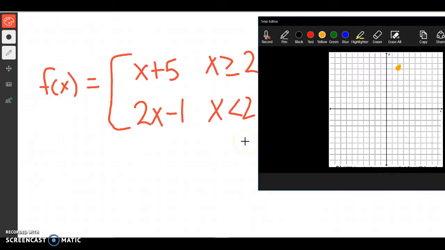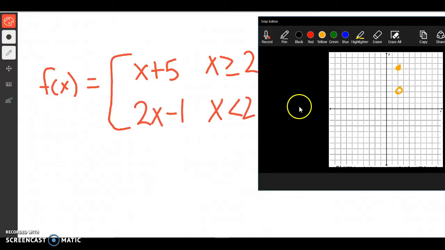But I want an end point for where my graph is going to be. So when I plug this in, I get 4, and 4 minus 1 is 3. So I'm going to go up to 1, 2, 3. I'm going to put an open dot because I really don't include that. Now I'm going to continue to graph these lines.